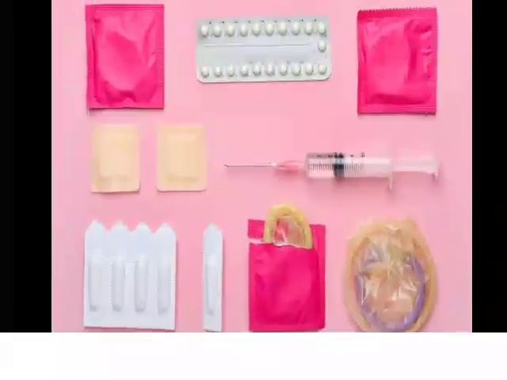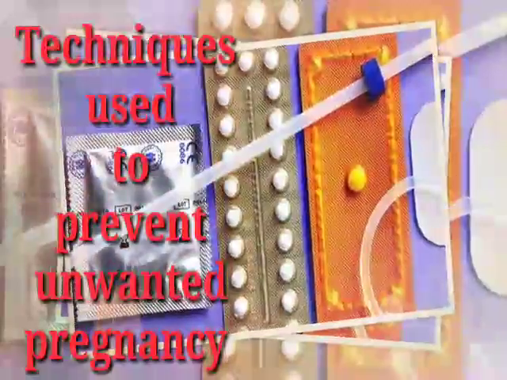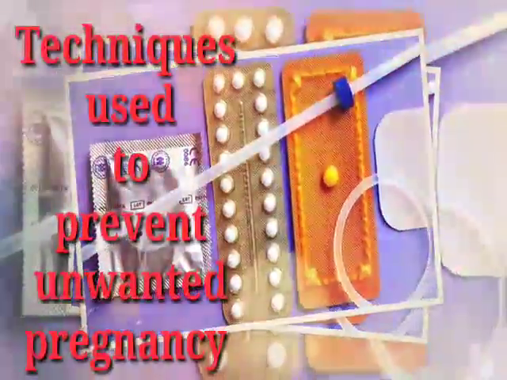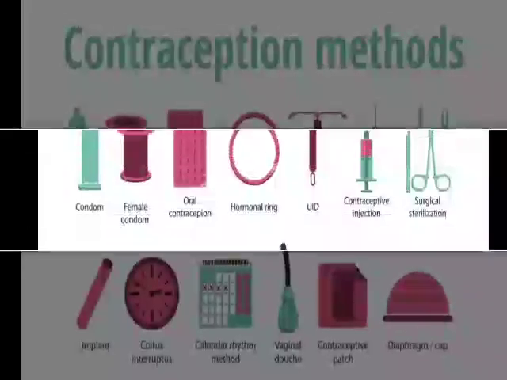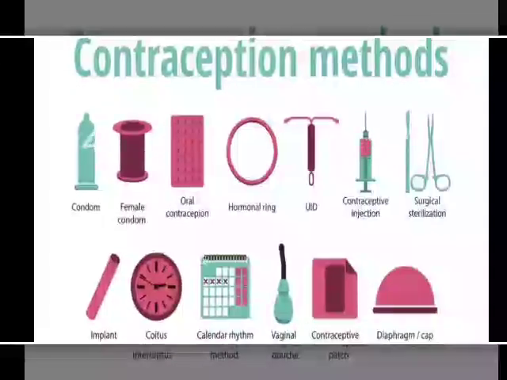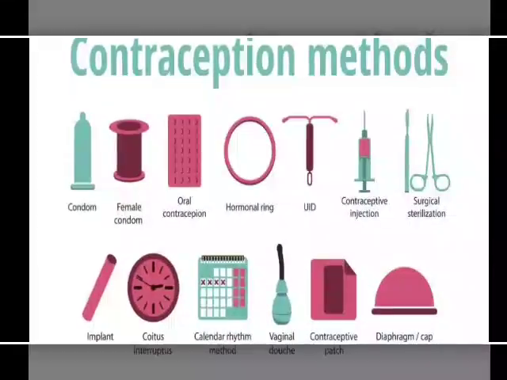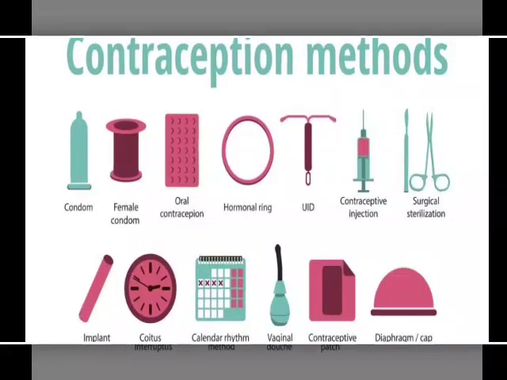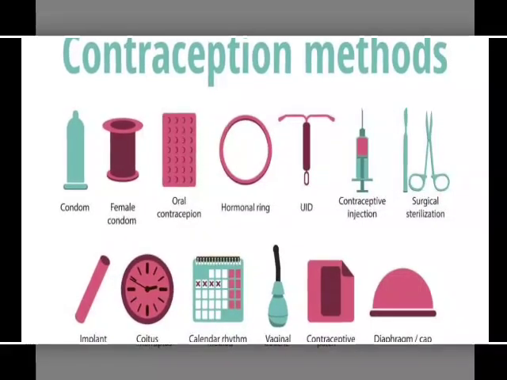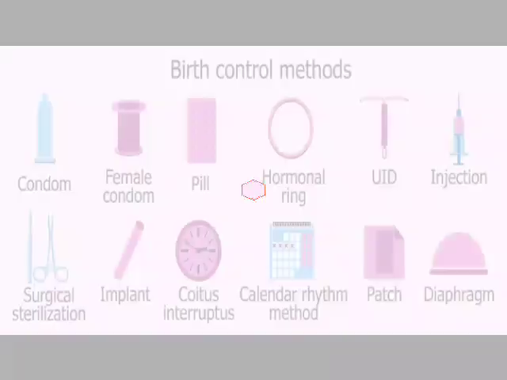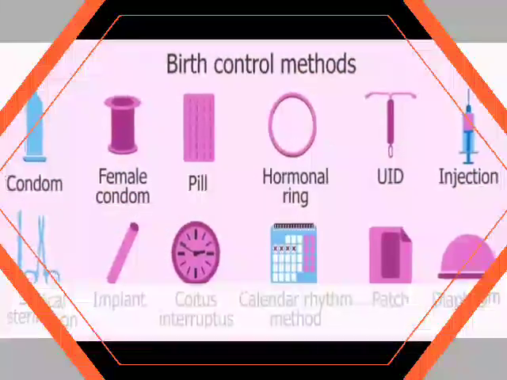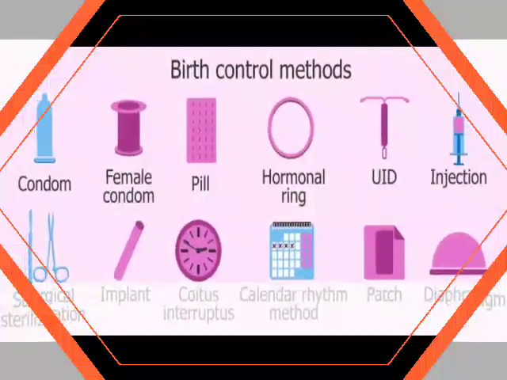Contraceptive methods refer to the techniques used to prevent unwanted pregnancies. There are various types of contraceptive methods, including hormonal methods, barrier methods, intrauterine devices, IUDs, natural methods, and emergency contraception. We will explore the different types of contraceptive methods, how to use them, and their advantages and disadvantages.